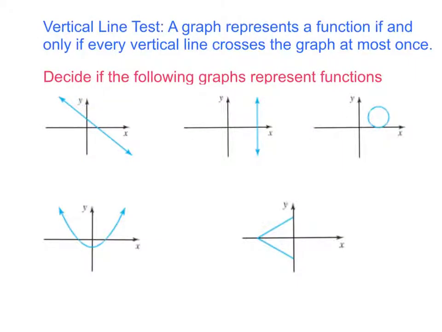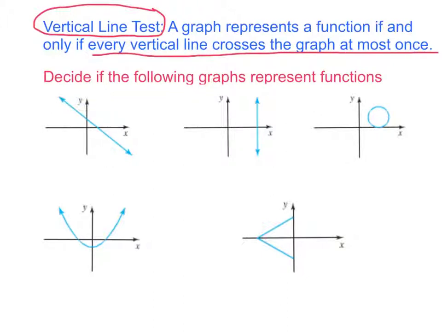Now another thing that we'd like to be able to do is look at a graph and right away decide whether or not it represents a function. And the vertical line test makes it very easy to do this. So the vertical line test says that a graph does represent a function if and only if every vertical line crosses the graph at most once. That's the key part there. Every vertical line crosses the graph at most one time. If a vertical line crosses the graph more than once, it's not a function, in other words.